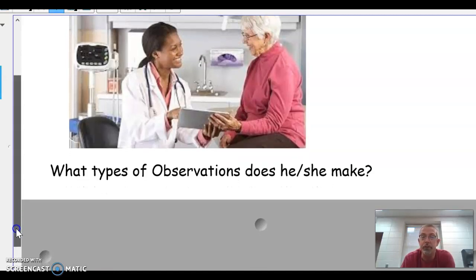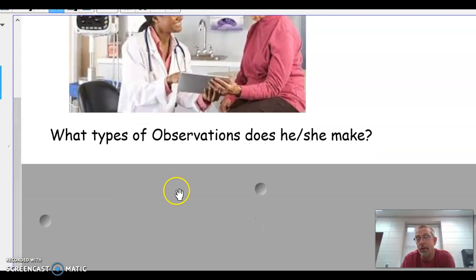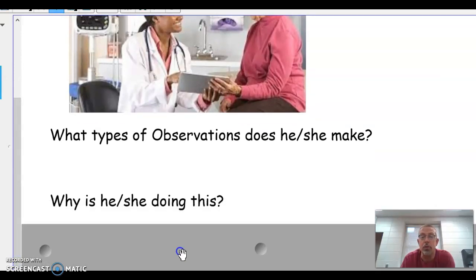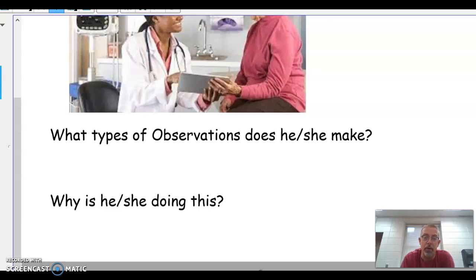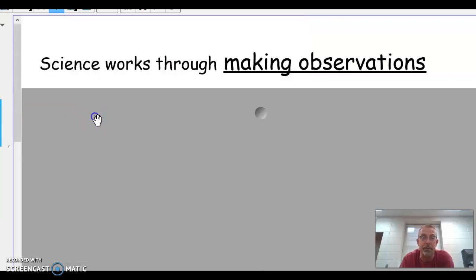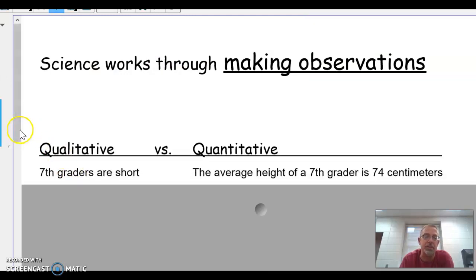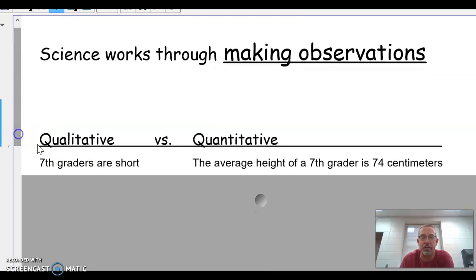There's going to be all sorts of observations they're going to make. The more different types of observations they make, the more likely they are to draw the correct inference about what might be wrong with you. So we make observations in order to get a more accurate portrayal of the world around us. Think of yourself as being like the doctor in your situation. A scientist is going to operate the same way. They're going to try to make observations in order to figure out the world around them. So science works through making observations, and there are different types of observations.